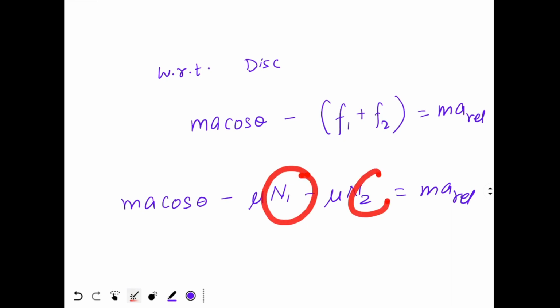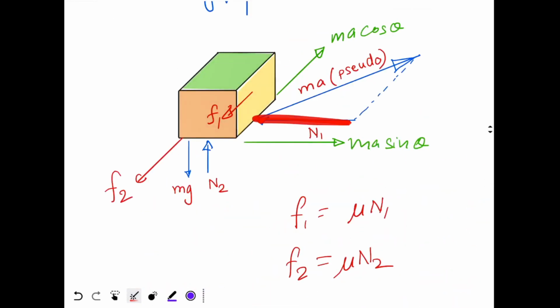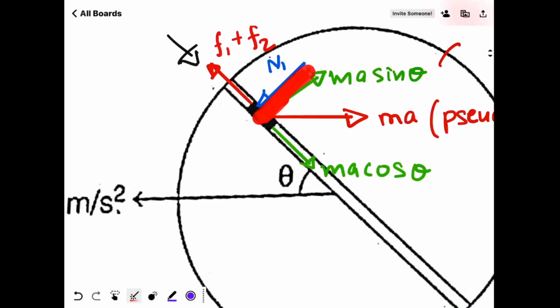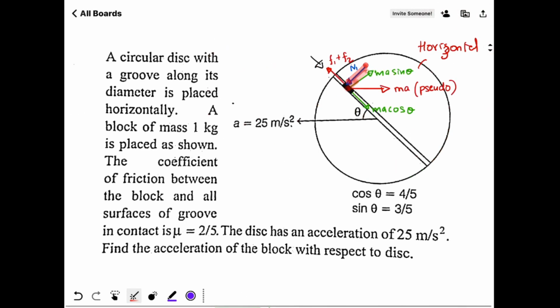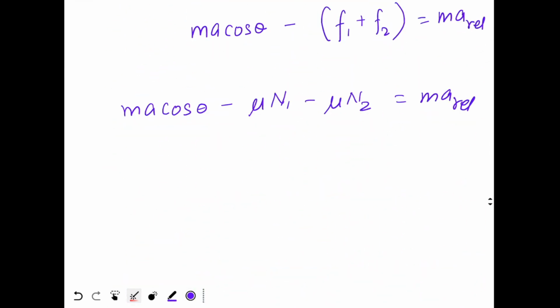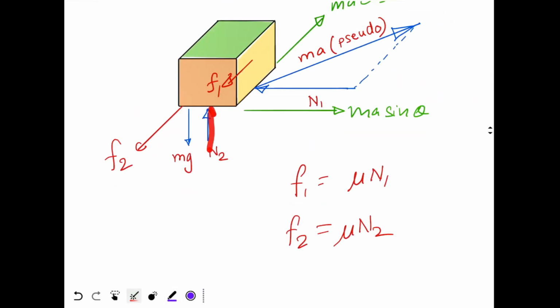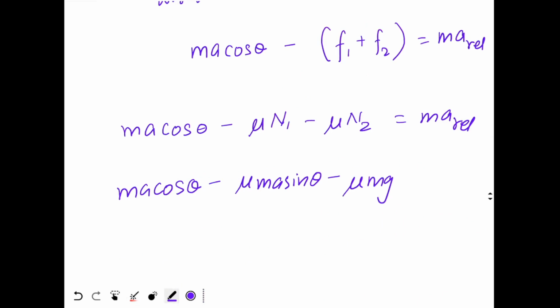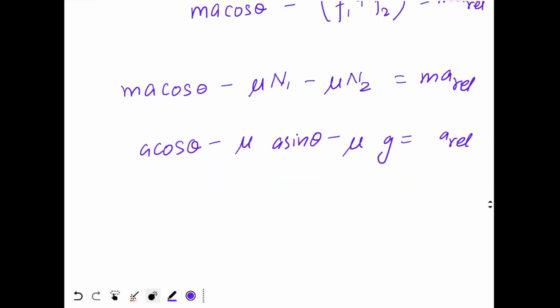Now what are the values of n1 and n2? So along in this direction, n1 is equal to ma sin theta, right? So I'll write over here ma cos theta minus mu ma sin theta minus mu times what is n2? So n2 will be equal to mg. So minus mu mg equal to m a relative. Okay. So from the equation, mass of the block will get cancelled out. Alright. So now I can put the values and find a relative.